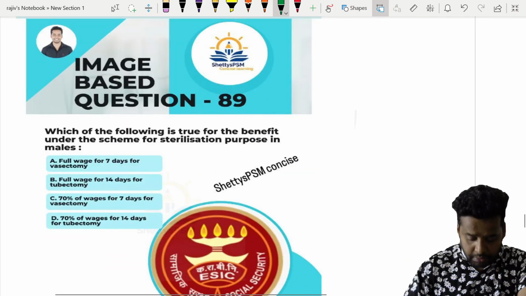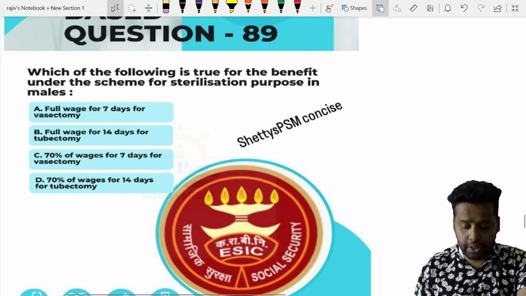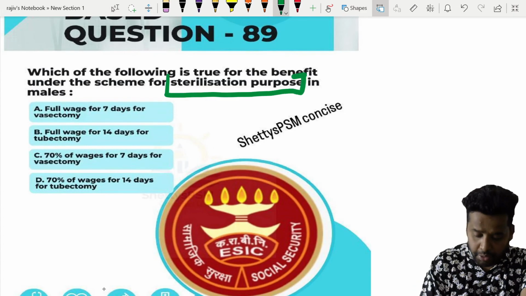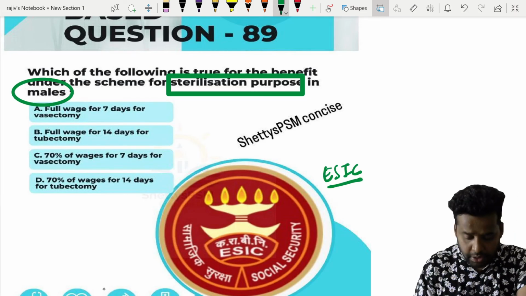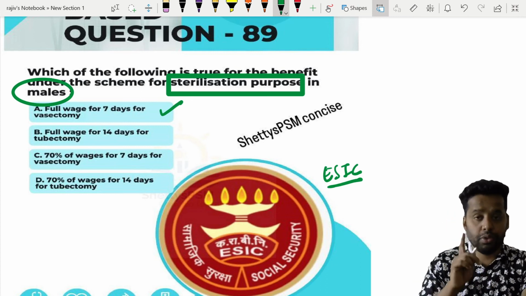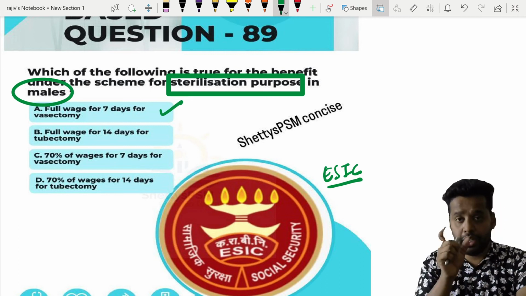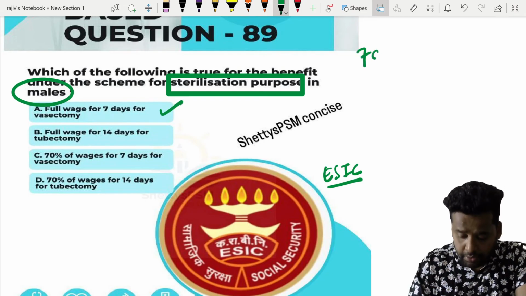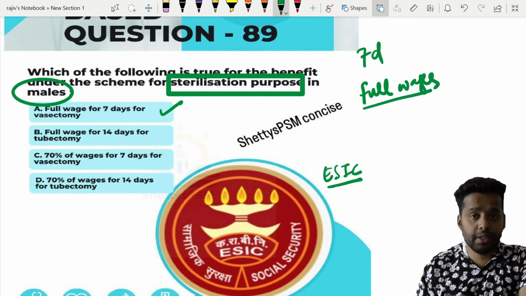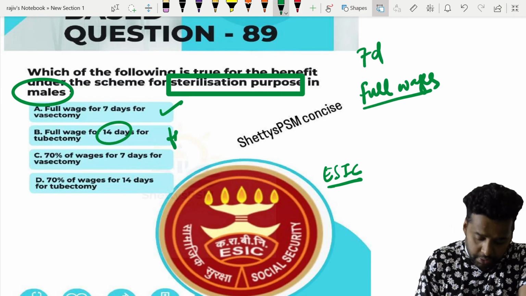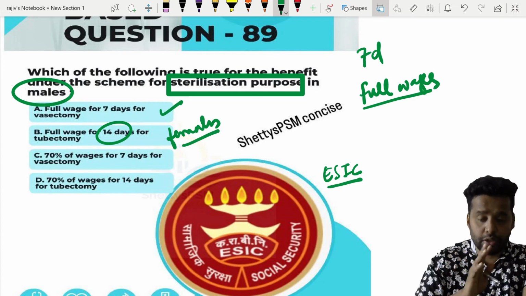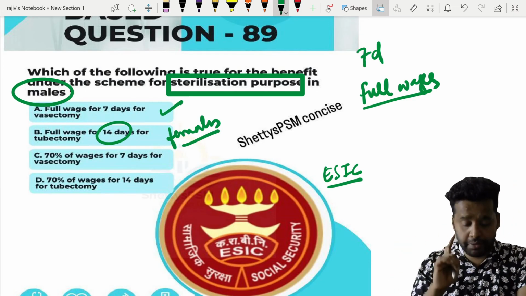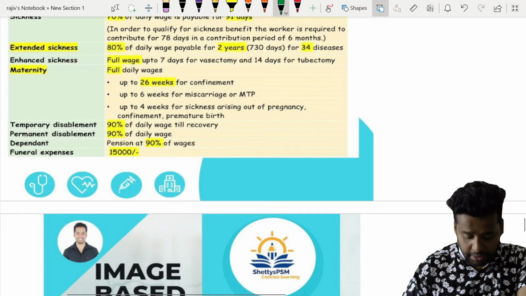See the next question. Which is true for the benefit given for sterilization in this scheme for males? ESI scheme, males, vasectomy. The answer is option A. Vasectomy, full wage, not any percentage. How many days of leave? 7 days of leave with full wages are given for vasectomy. If I ask for females, it is tubectomy, 14 days. F for female, F for 14, tubectomy, full wage. The question was specifically males. Option A is the correct answer.